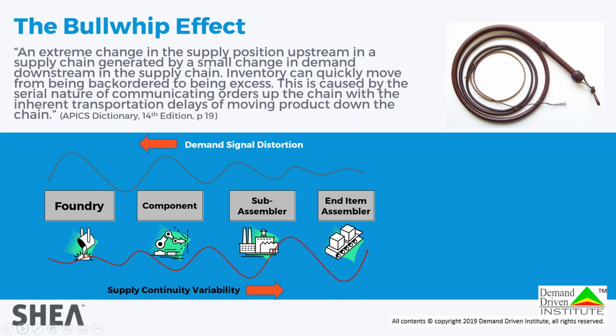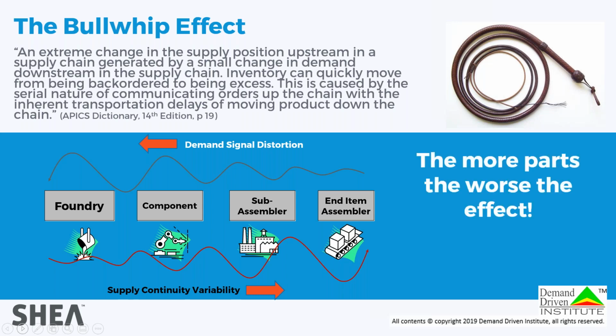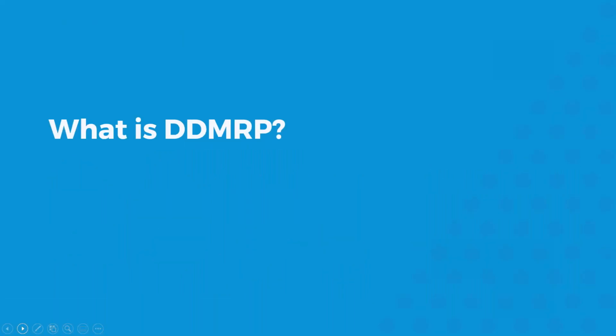I'd love to tell you that we figured out a way to remove variability from our world. But the variability that we have in the bullwhip effect is the transference and amplification of variability in both directions, right? Our demand signal gets amplified, and then our supply continuity variability gets amplified coming back the other way. The longer the supply chain and the more parts you have, the worse the effect. What can be done about it? That's a great question. I'm glad you asked. It leads us right into what is DDMRP.